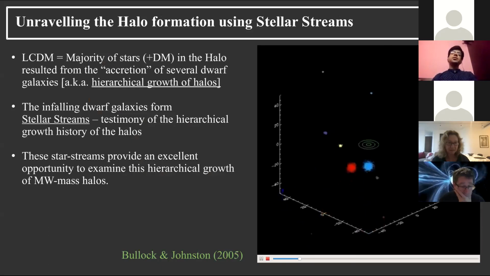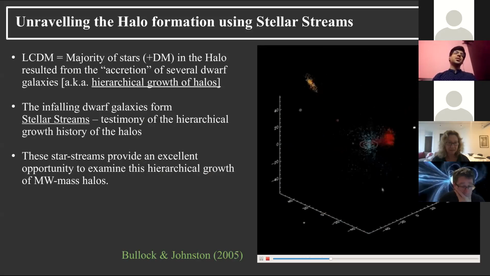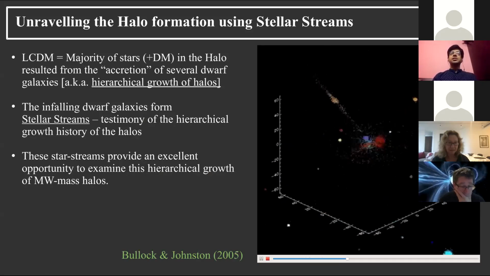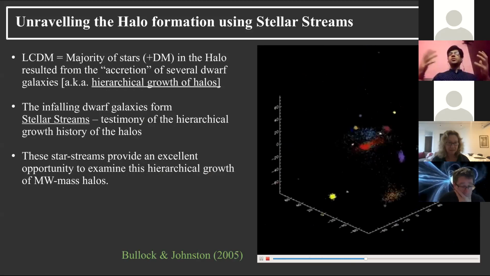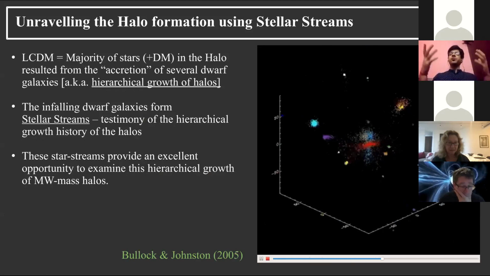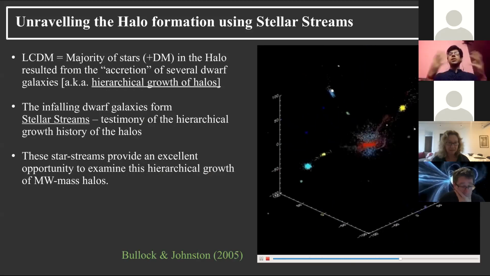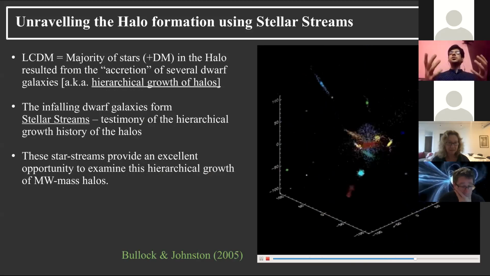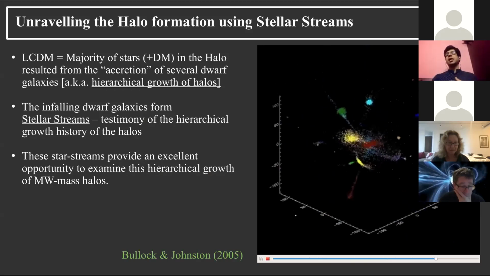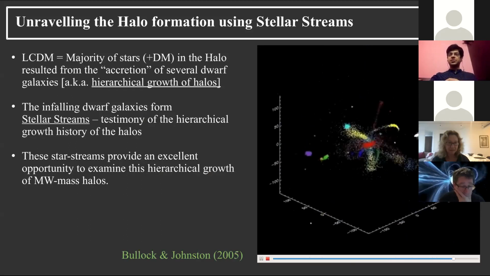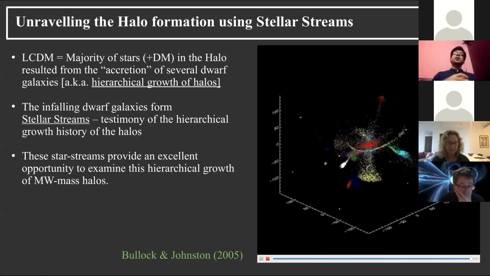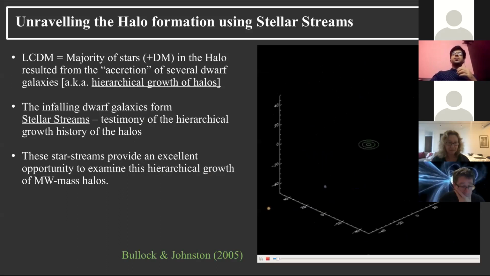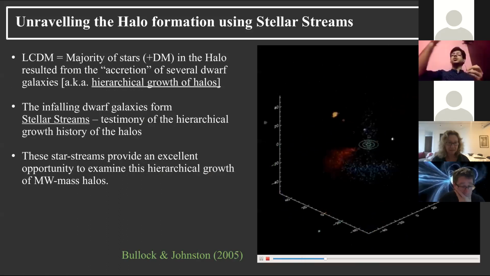So stellar streams in this context are quite useful to unravel the mystery of halo formation, if you will. What the lambda CDM model is telling us is that a majority of stars or even dark matter that we observe in the halo of any given galaxy, or at least a Milky Way mass galaxy, is a result of the accretion of several smaller galaxies or dwarf galaxies, as you can see in this video here. These infalling dwarf galaxies basically get tidally stripped and disrupted by the galactic potential of the host, and then they end up forming these stellar streams.